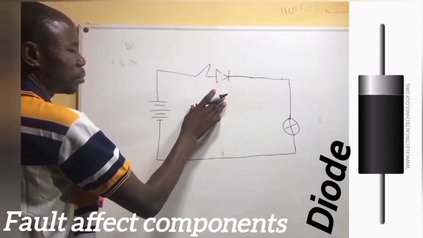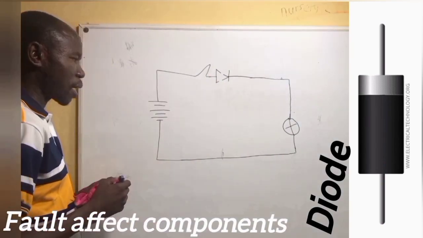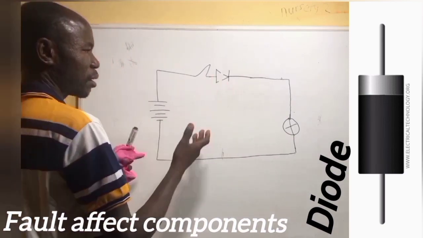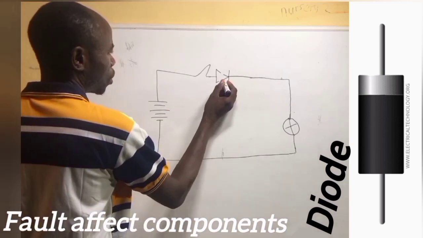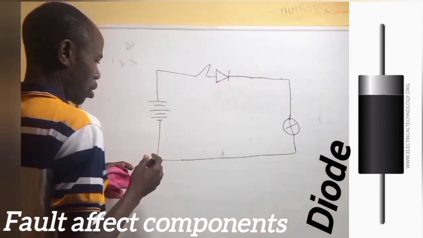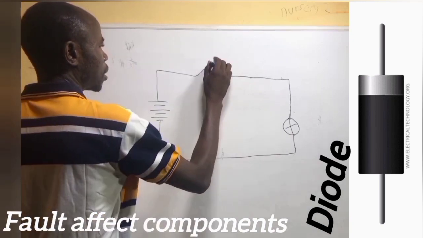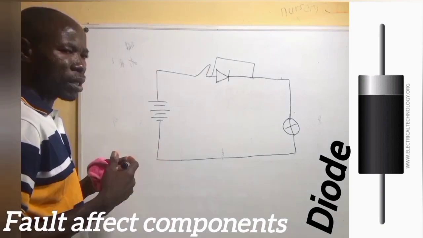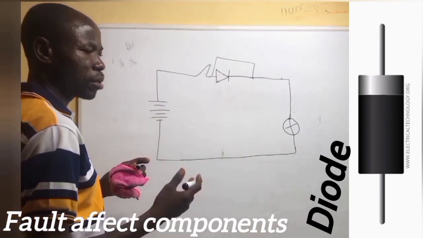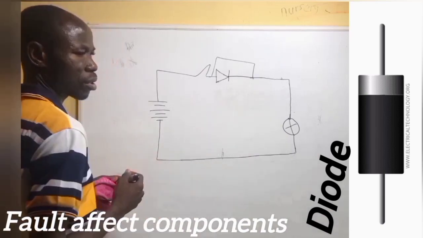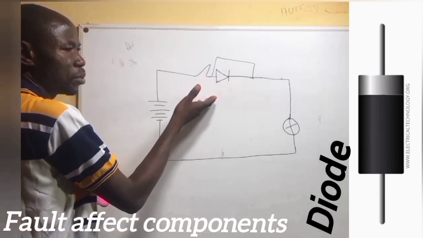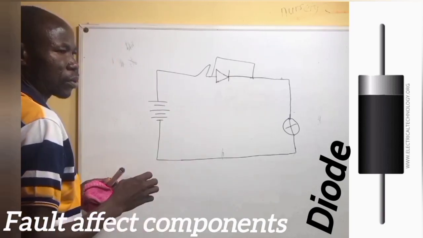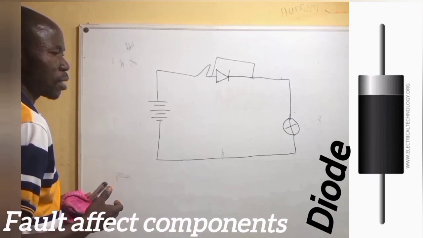The diode can be open circuit. A diode is a semiconductor that lets current flow in one direction. When it becomes open circuit, current cannot flow. And also, the diode can be short circuit. With a short circuit, instead of conducting in one direction, it rather conducts in both directions, and it becomes a conductor. So when a diode becomes a conductor, it means it is short circuit.